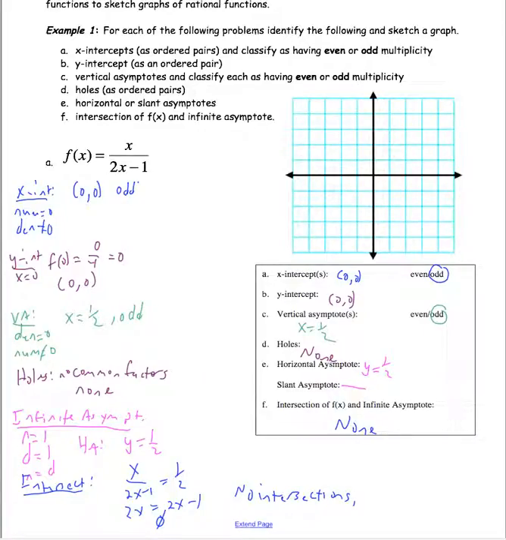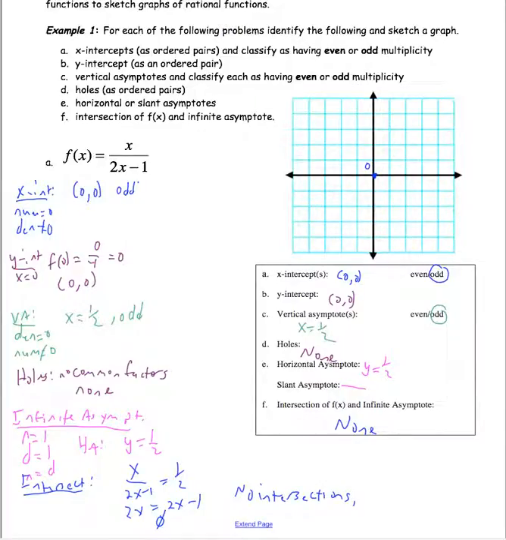Now we're going to begin our graphing using this analysis. So I'm going to first plot the intercepts. In this case, we only have one. The x-intercept coincides with the y-intercept. That occurs at (0, 0). And I'm going to put a little O next to it to remind us that that x-intercept has odd multiplicity.